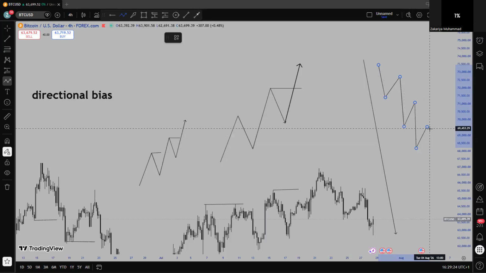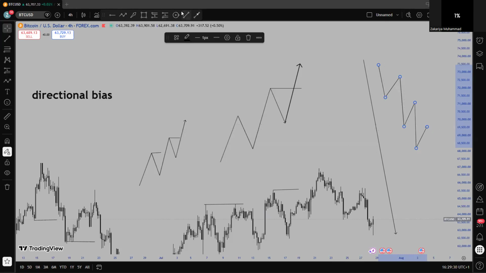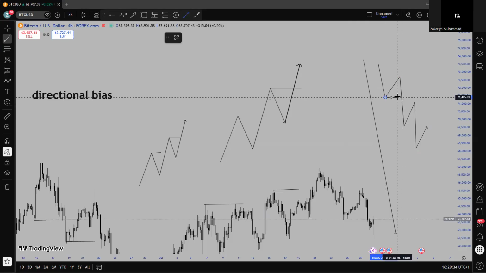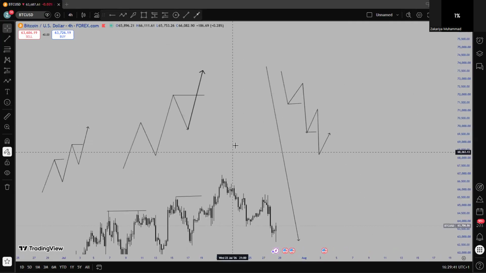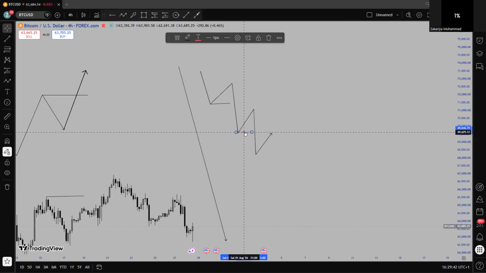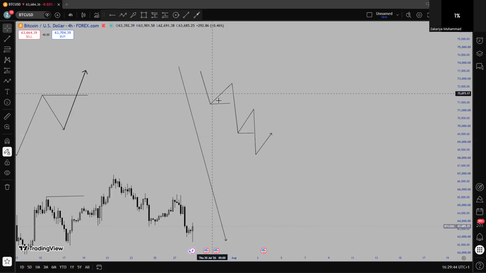So how do we confirm our impulsive move? We confirm that this is a bearish market because of what? We have two consecutive breaks of structure to the downside. We have this break of structure and then we have this break of structure, right? So that means we have two consecutive breaks of structure to the downside. That means we confirm our structure, which is a bearish structure.